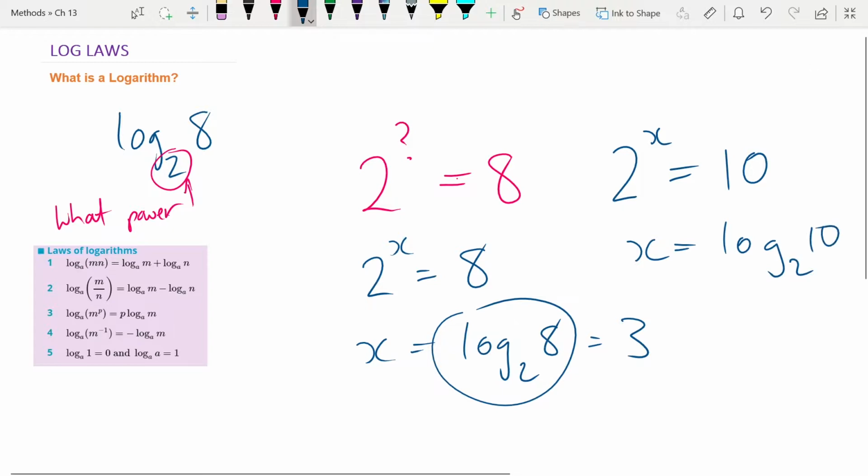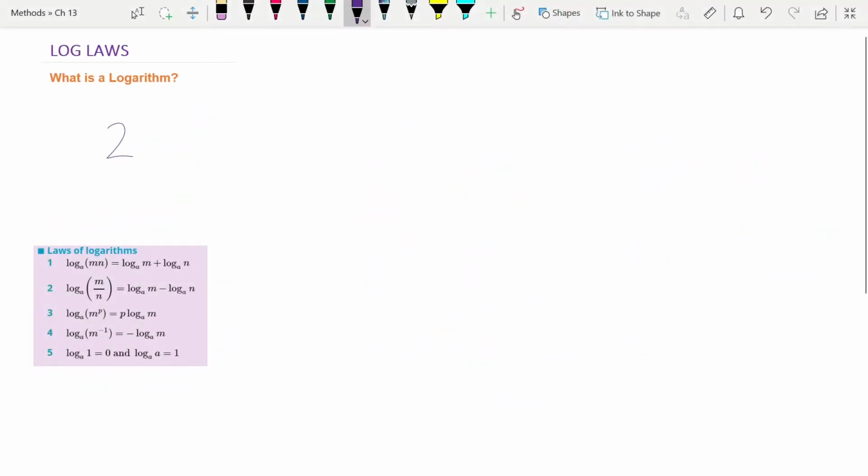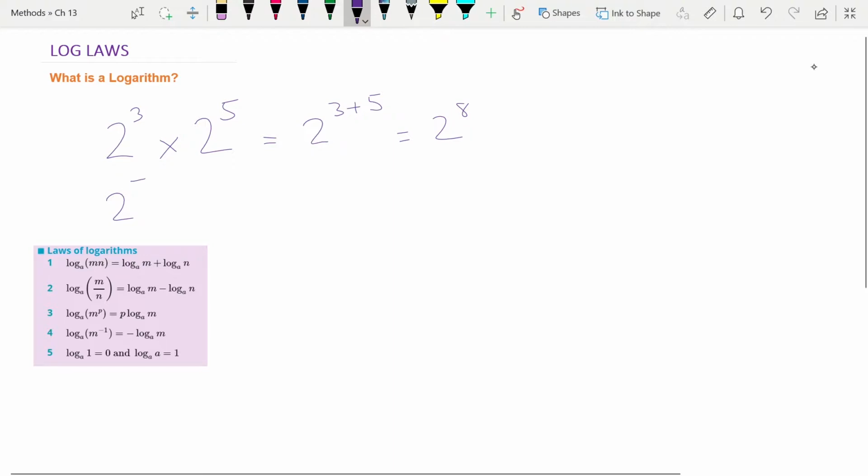Now we've looked at what logs are, let's look at shortcuts we can use just like our index laws. And we wrote 2 to the power of 3 times 2 to the power of 5. We looked at expanded notation, all these different reasons, but we finally realized the shortcut is just to add the powers together. And we'd get 2 to the power of 8. We had all the other ones, so if we were dividing 2 to the power of 5 divided by 2 to the power of 3, for example, we just subtract the powers.